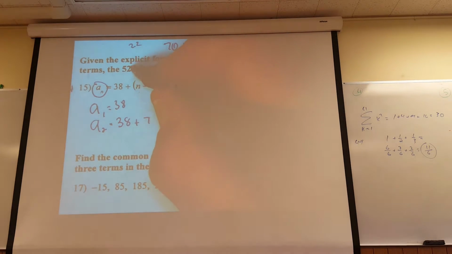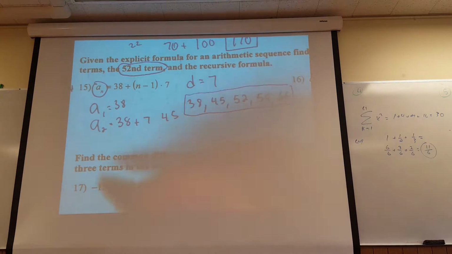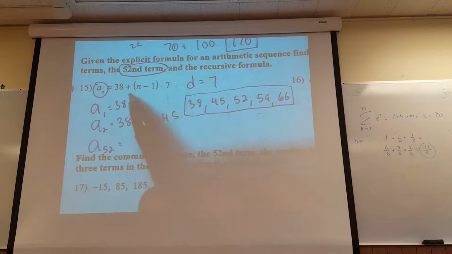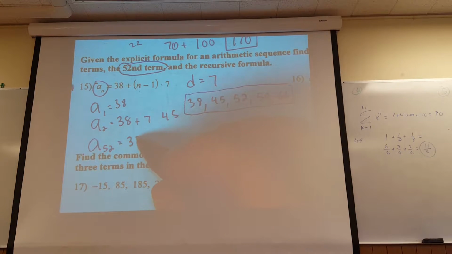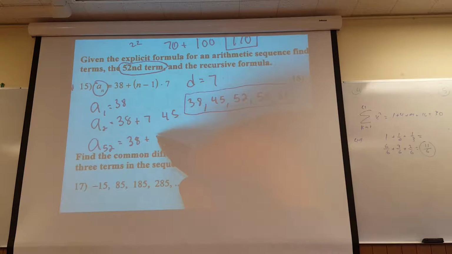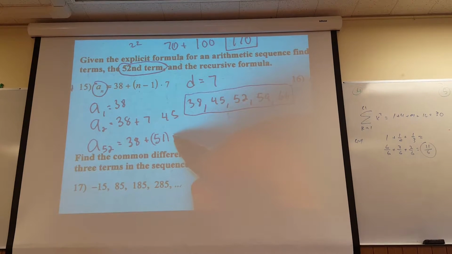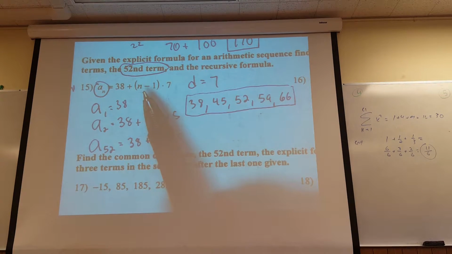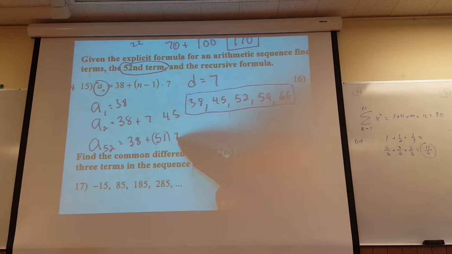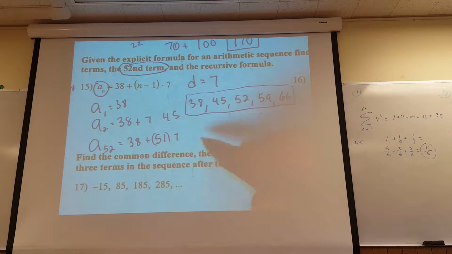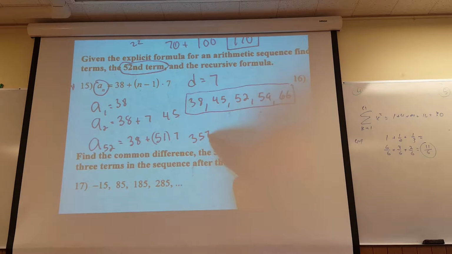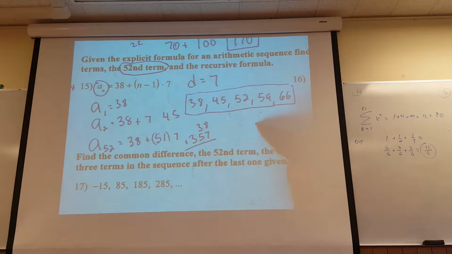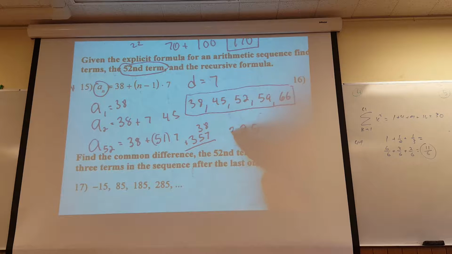Now, I need to find the 52nd term. a sub 52 is going to be right in that formula. It's going to be 38 plus 51 times 7. How in the heck did I get 51 there? 52 minus 1. So 7 times 51 is 357, and you're going to add 38 to that. So we get 395.